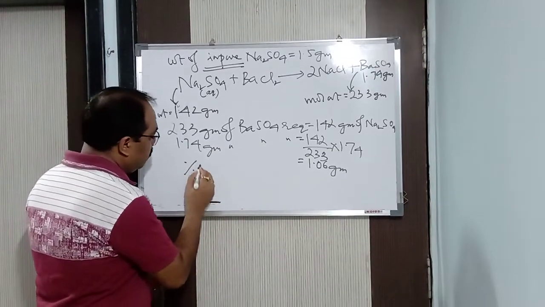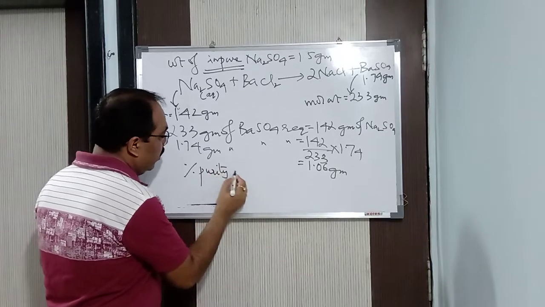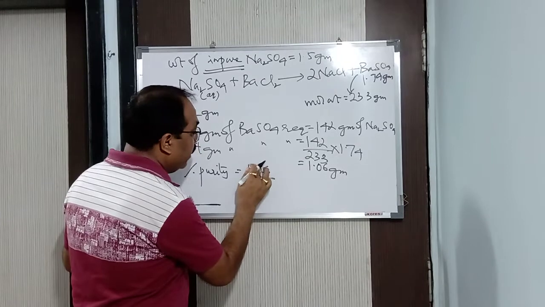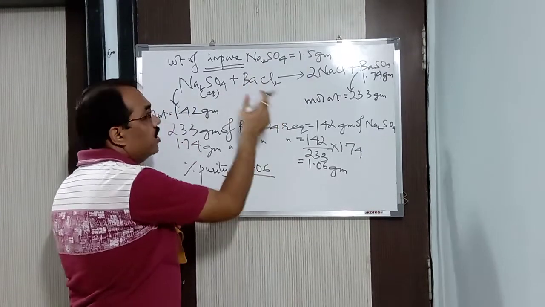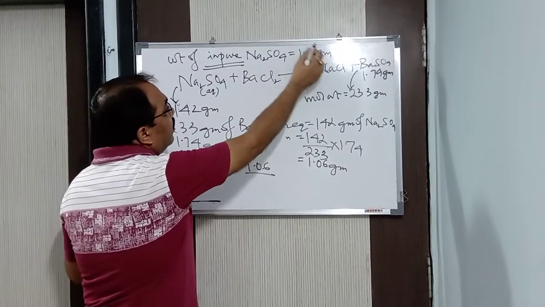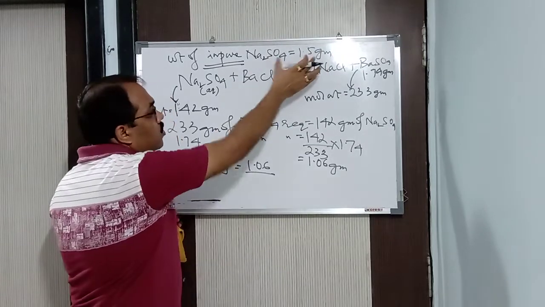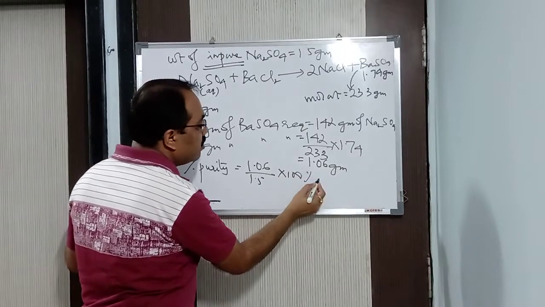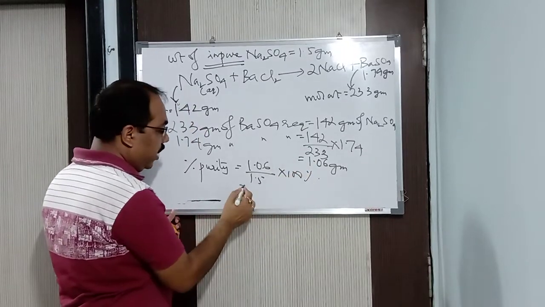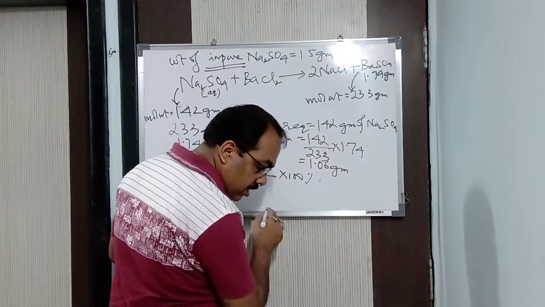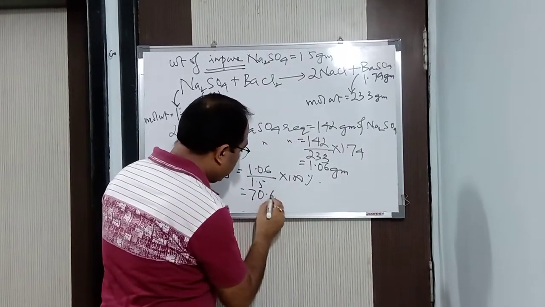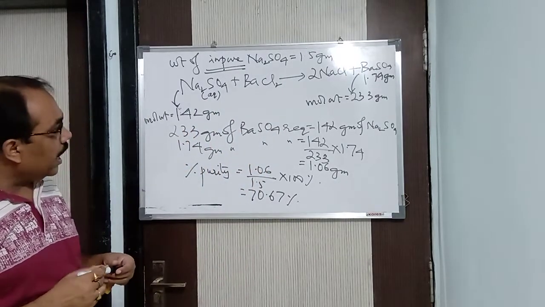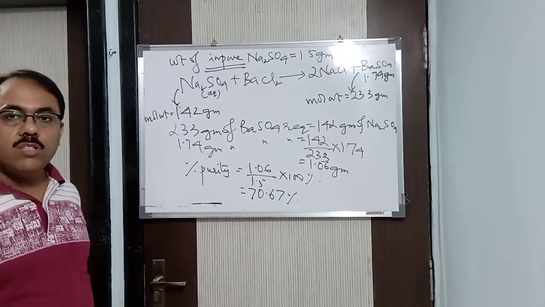Now I need to calculate the percentage purity. Now you have read in maths this particular thing. Percentage purity is what? Pure sodium sulfate 1.06 by total weight. Total weight was 1.5 because what was the question? Impure sodium sulfate weight is 1.5 gram. Impure means total weight is 1.5 into 100%. Very simple. Got it? You will get percentage purity as 70.67%. That's it. In this way, you will be calculating and solving the questions.